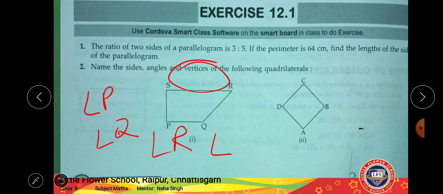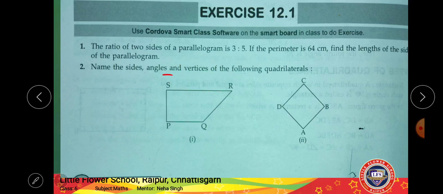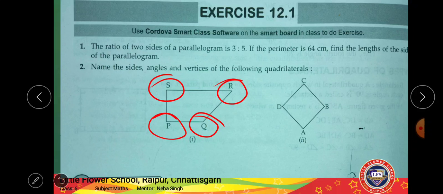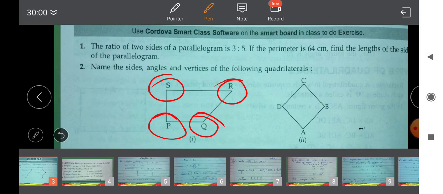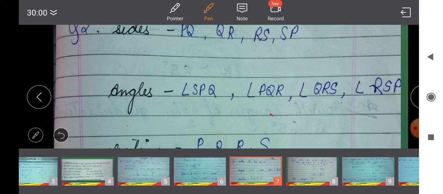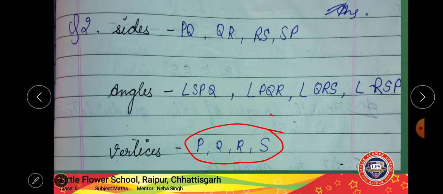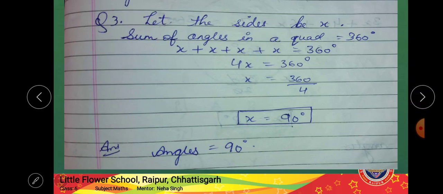Next, vertices. Vertices means the corners. So what are the vertices here? Vertices S, R, Q, P. So you are going to write like this, S, R, Q and P, or P, Q, R, S. So sides, angles and vertices we have written for the second question, first part.